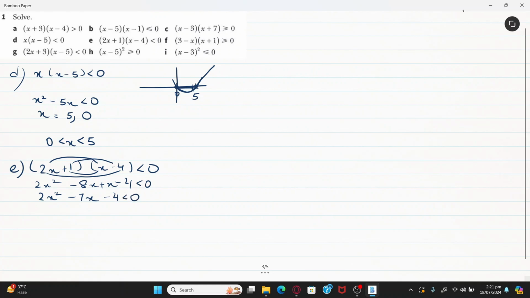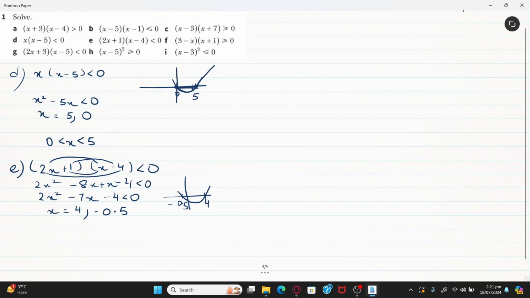I'm going to input my values into the calculator, which is going to give me x equals 4 or x equals negative 0.5, or 1 upon 2. So again, I'm going to draw a really small graph for visualization. That's going to give me negative 0.5 and this is 4. And these are the 2 points for which the graph is going below the x-axis.